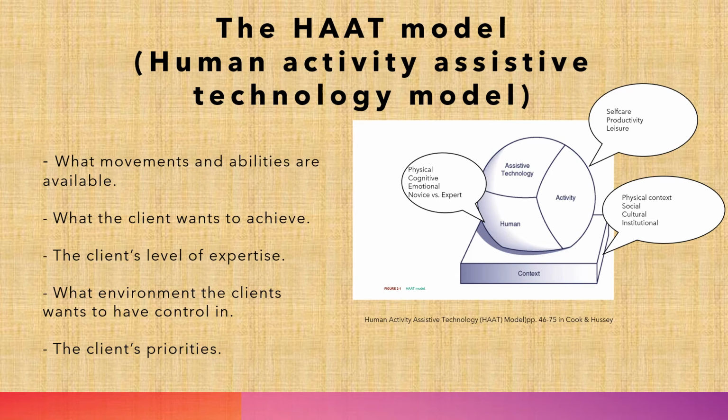Occupational therapists frequently use activity analysis to consider the tools and equipment necessary for clients to engage in a specific activity. Different frameworks and models, such as the HAT model, can be useful to make sure that we look at the human and activity perspective of how assistive devices can help someone and the context in which those devices operate, such as what movement and abilities are available, or what the client wants to achieve, or what environments the client wants to have controls in, or what the client prioritizes.